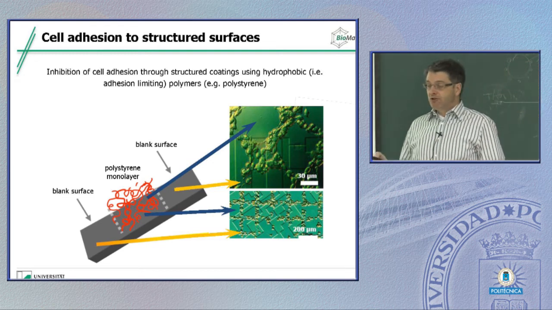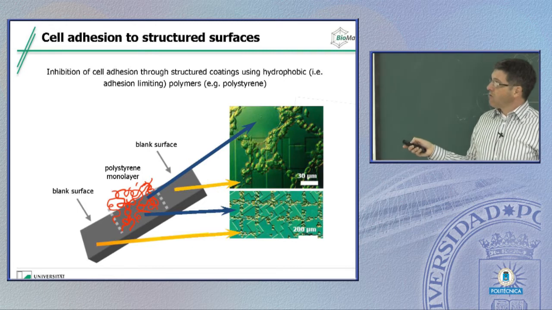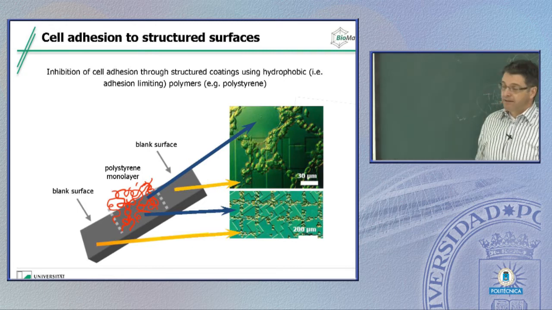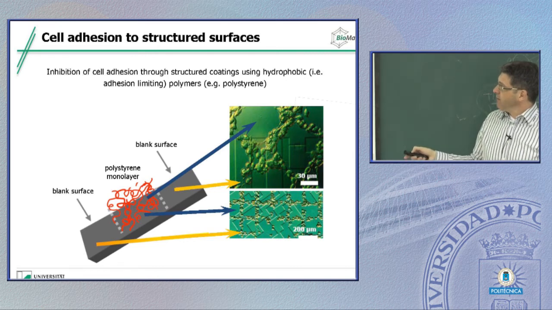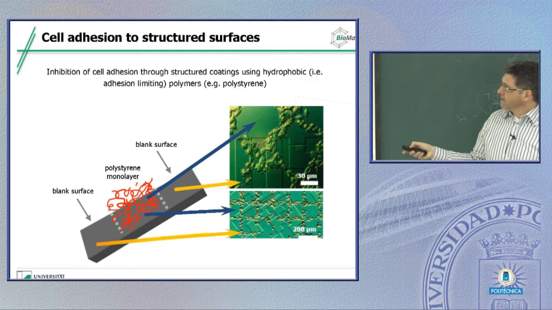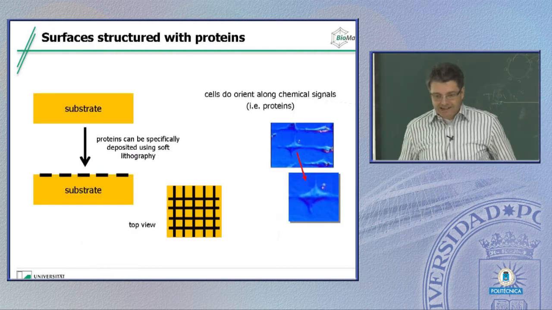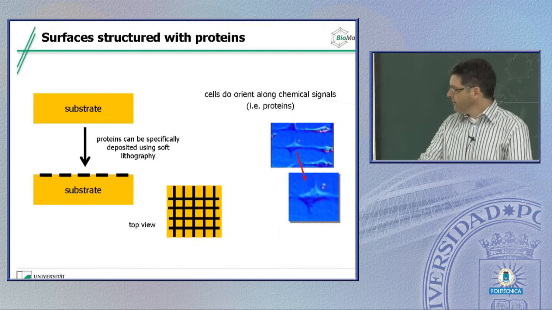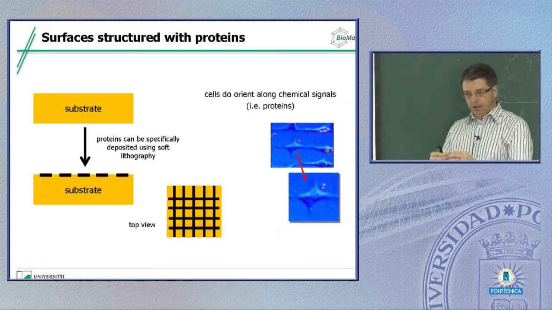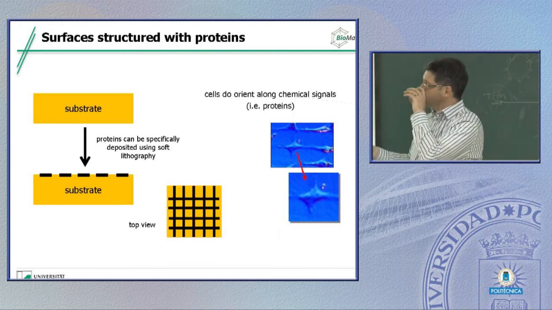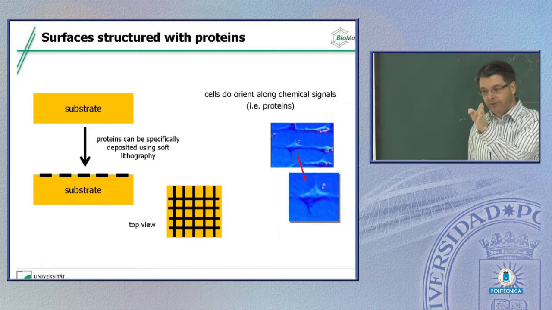So what we could do, of course, now, is directly pattern such a surface with proteins. We can specifically deposit proteins using, for instance, soft lithography. This is a side view, and this is a top view, and we can actually make lines of proteins. So the idea, and this is what we do in the lab, is to make a pre-structured line just of silk proteins, for instance. Can we grow cells specifically on these protein lines?